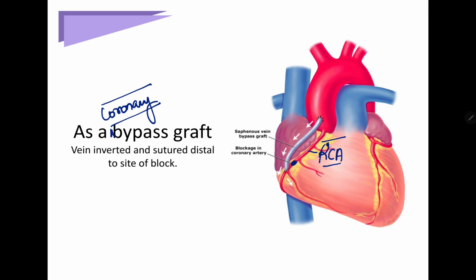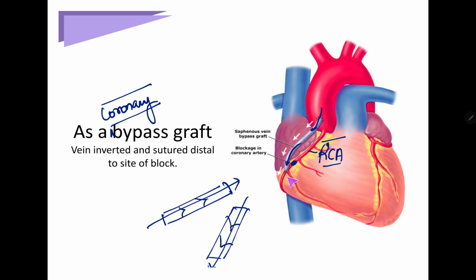So the surgeons cut out a small segment of the great saphenous vein, and because there are valves in them, it is important to invert it, okay, to allow for the blood flow. Then they attach one end to the aorta and the other end distal to the block. This would allow continuous flow of blood to even the distal branches of the blocked artery. So again, this is the bypass graft.